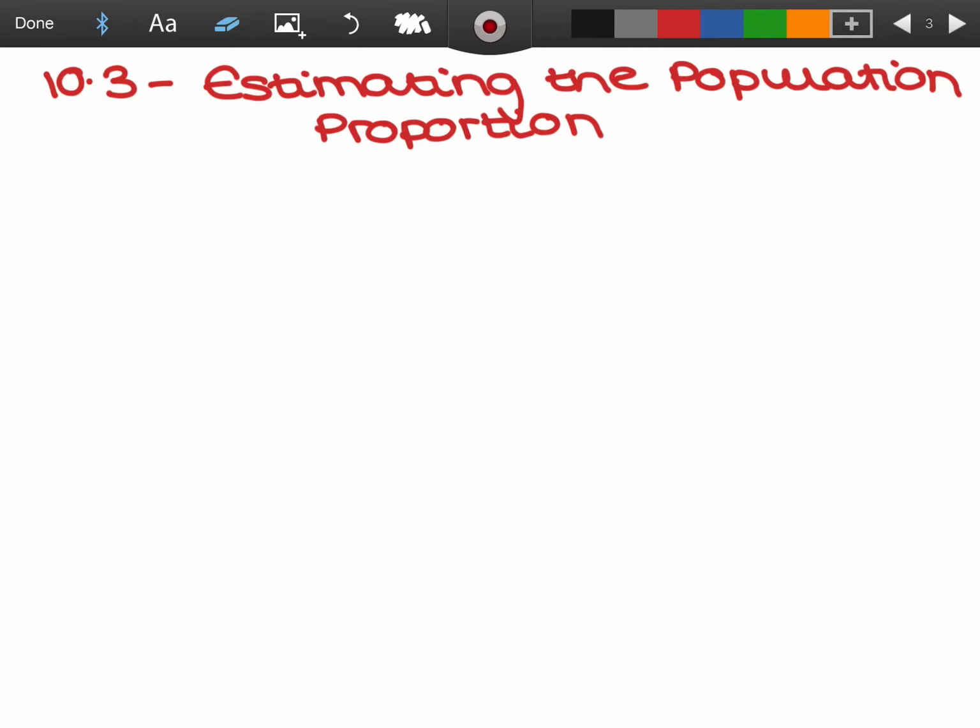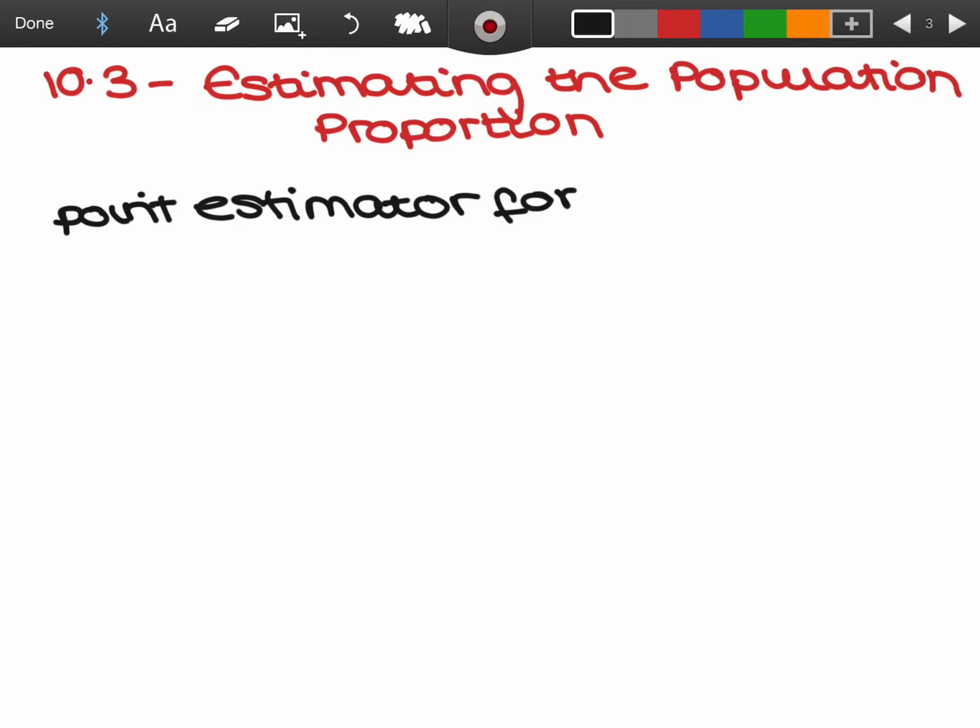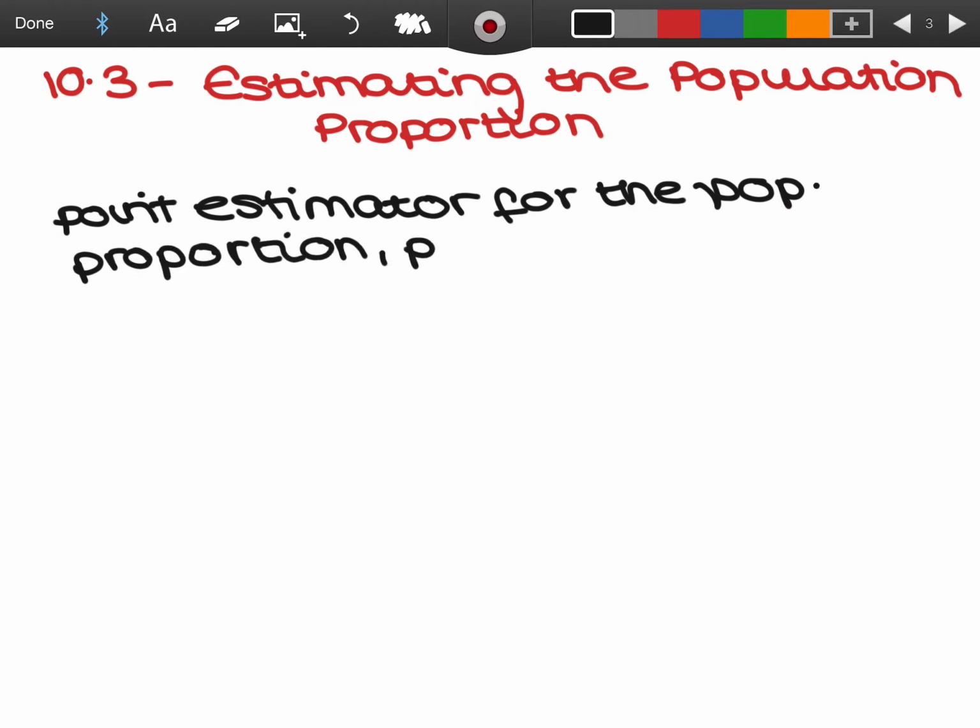First of all, taking us back, I very quickly want to mention this. If you want a point estimator for your population proportion, we're trying to find a way that we can estimate our population proportion. Two ways we can do it: either by using a single value or by finding an interval that it will lie in. The first thing we will do is a point estimator for the population proportion. Remember we call that P.